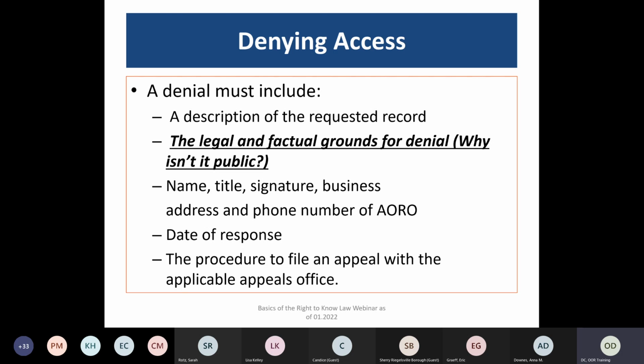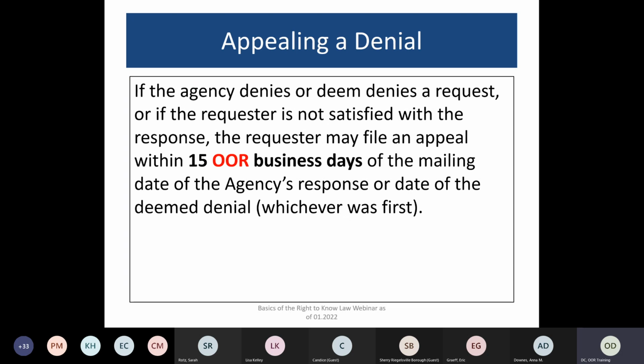And then you notify the person of the procedure to file an appeal with the applicable appeals office. Usually it's the Office of Open Records. I'm going to say in 95% of the cases, the appeal comes to the Office of Open Records. Okay, so let's talk about appeals.